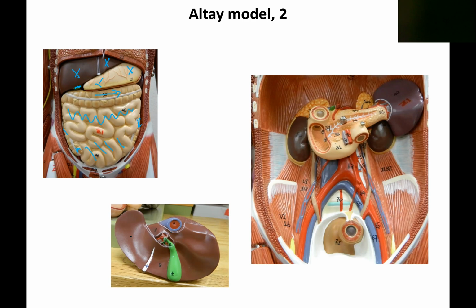Posterior side of the liver, you can see the left lobe of the liver, right lobe of the liver, quadrate lobe of the liver, and caudate lobe of the liver, and the gallbladder. Here you can see the pancreas, part of the duodenum, the end of the sigmoid colon, beginning of the rectum.